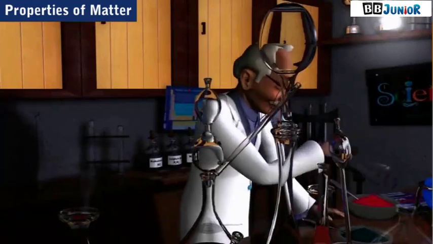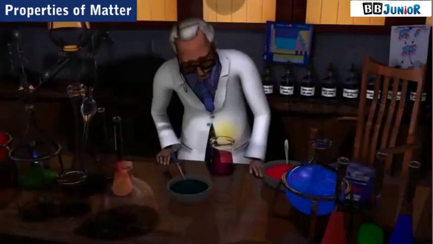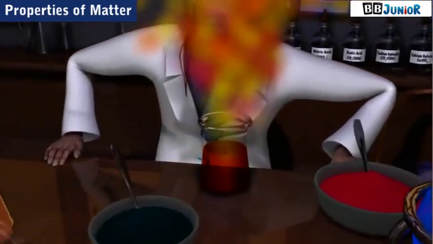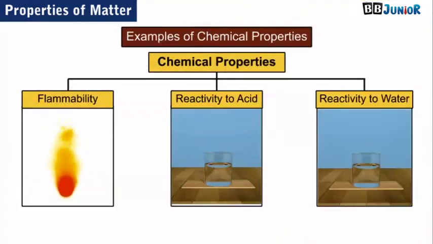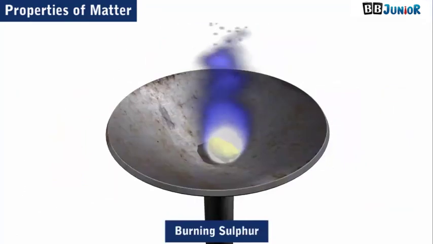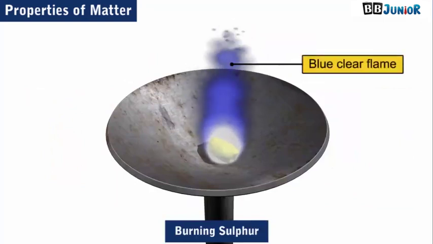The chemical properties of a substance can be observed when a substance undergoes a chemical change. Solubility, reactivity to an acid, and reactivity to water are examples of chemical properties. For example, if we burn sulfur, it produces a blue clear flame. Thus, the blue clear flame is a result of a chemical property.